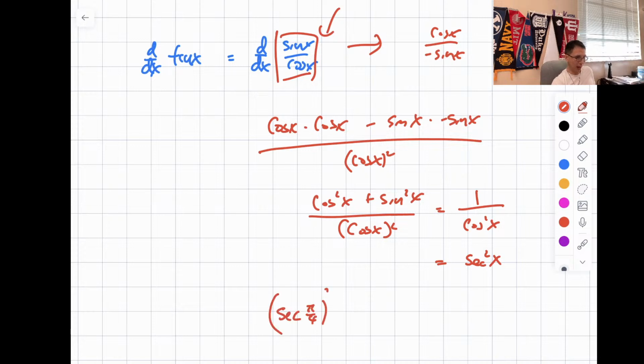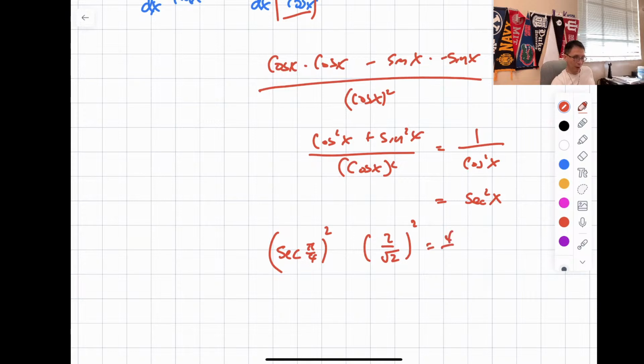And some people say, I don't know how to do this. We'll figure out what is secant of pi over 4. What is that? No, it's not 1. 2 over what? Root 2, right? Because square root 2 over 2 is the cosine, right? Then that's equal to 4 over 2. That's equal to 2.